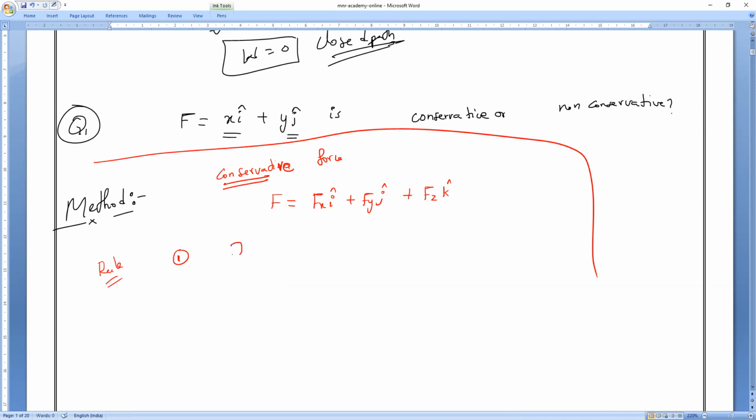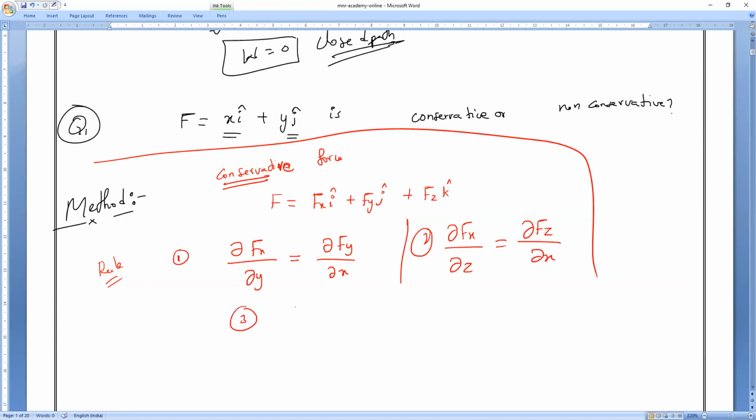Rule number 1: differentiation of fx divided by dy is equal to differentiation of fy divided by dx. Rule number 2: del fx divided by del z is equal to del fz divided by del x. Rule number 3, alternatively: del fy divided by del z is equal to del fz divided by del y.